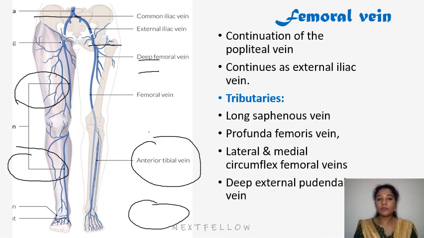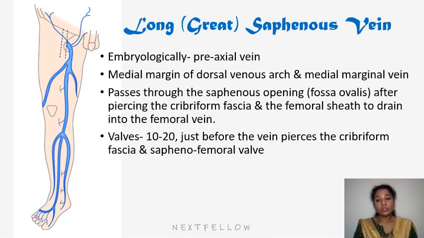So there are usually 4 to 5 valves in the femoral vein. The two most constant valves: one is at the entry of the profunda femoris vein, here at the junction of the femoral and profunda femoris vein, and the other is near the inguinal ligament where it continues as the external iliac vein. Usually all together it contains around 4 to 5 valves, but these two valves are the most constant valves to remember. That was about the deep veins, and perforators we will do again.